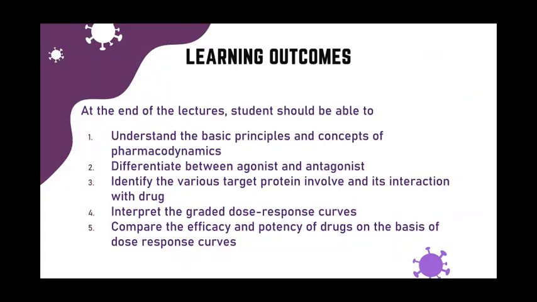This is the learning outcomes. At the end of the lectures, you should be able to understand the basic principle and concept of pharmacodynamics. You need to be able to differentiate between the agonist and antagonist. Also, you need to identify the various target proteins involved and their interaction with drugs. And you need to interpret the graded dose response curve and compare the efficacy and potency of the drugs on the basis of the dose response curve.